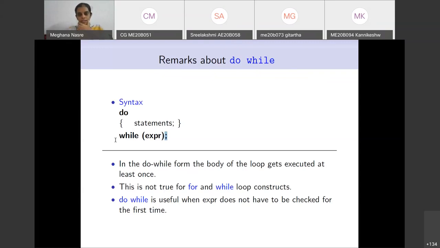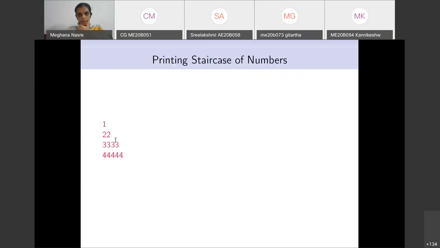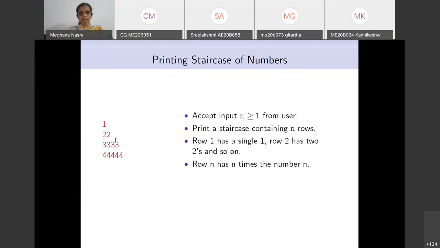Okay, so I think I am almost done with the time, but I just have this small thing that I would like you to think about. This is the same staircase that we have been using, but it was a staircase of stars. Instead of a staircase of stars, we are having a staircase of numbers. What is the expected behavior of the program? It accepts an input integer n, which is greater than or equal to 1. So at least once we have to print something. Print this staircase of n rows. So if n is 4 here, you have to print 4 rows.